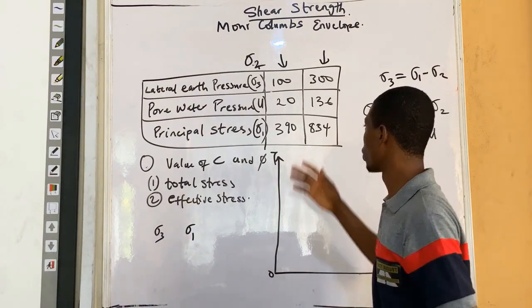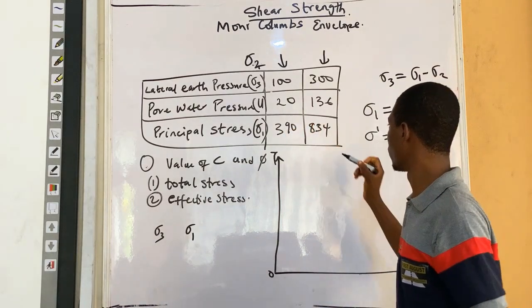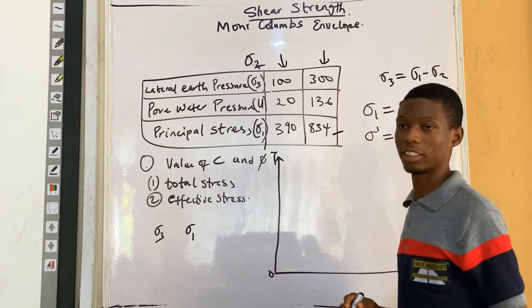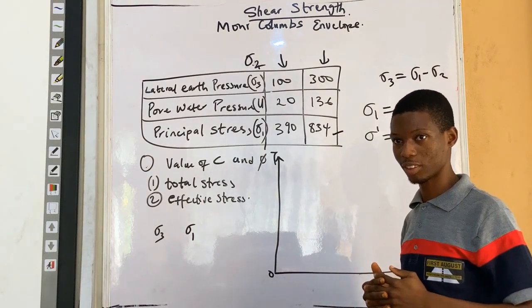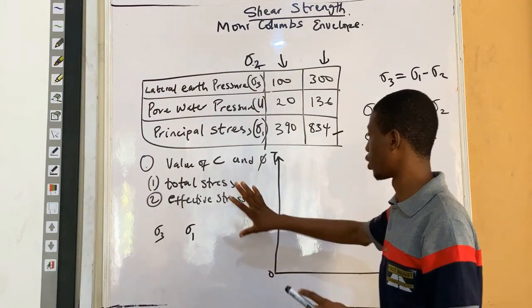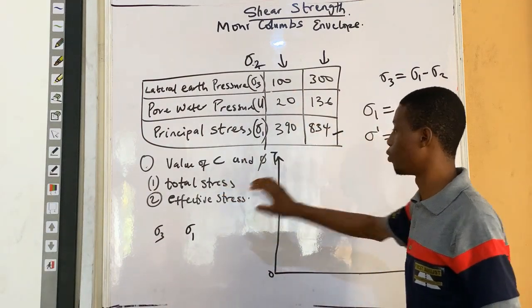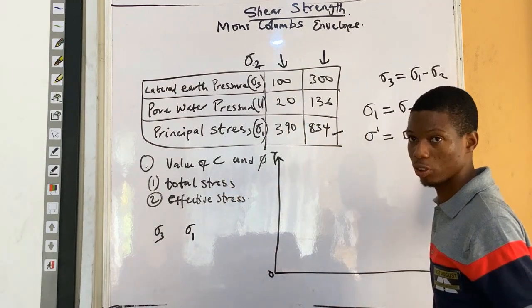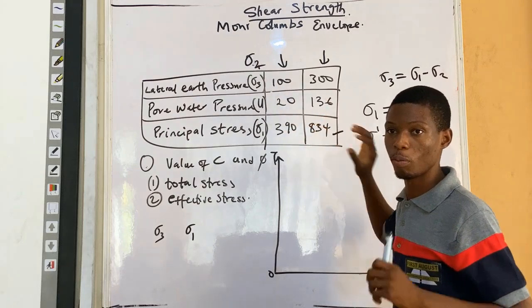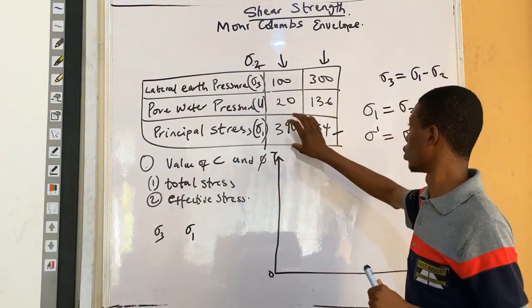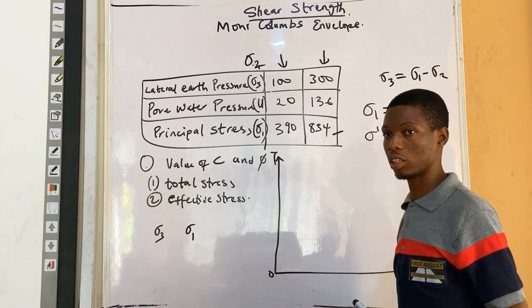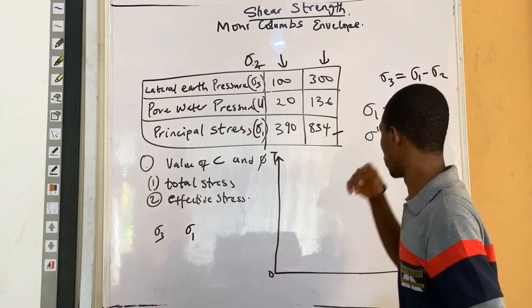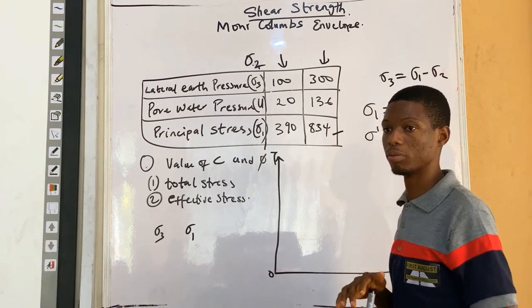Picking your scale now, we have our maximum value here as 834. We are working on total stress. If you want to do effective stress, we minus the water pressure, but now, since you're working on total stress, use the values directly. So we have 834.